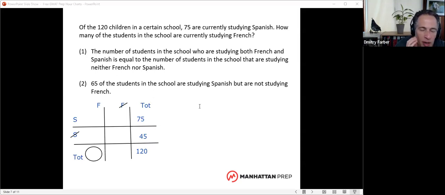So they give us something a little bit abstract. They say the number of students in the school who are studying both French and Spanish, that's this box here, is equal to the number of students in the school that are studying neither French nor Spanish. So how can I represent that? If those boxes are the same, what can I do? I might just say, okay, well, when I have numbers, I'll set those equal, right? If they tell me one of them is 20, then the other is 20.